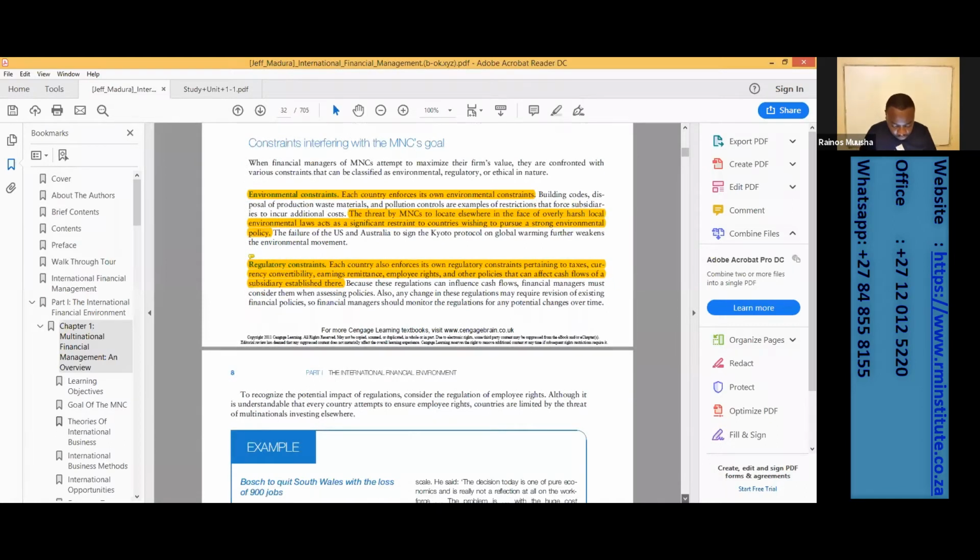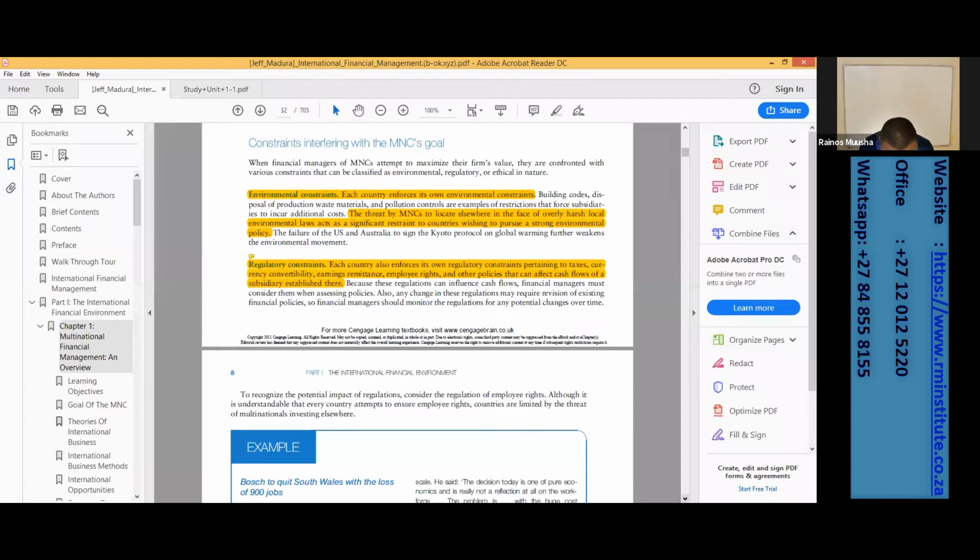Next, we look at the constraints interfering with the multinational company's goals. And here they say, when financial managers of multinational companies attempt to maximize their firm value, they are confronted with various constraints that can be classified as environmental, regulatory, or ethical in nature.